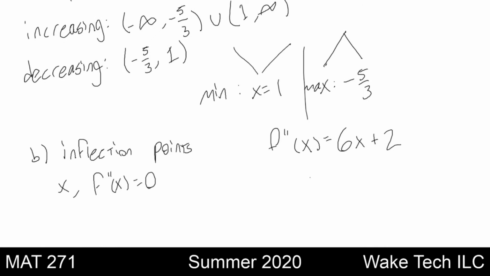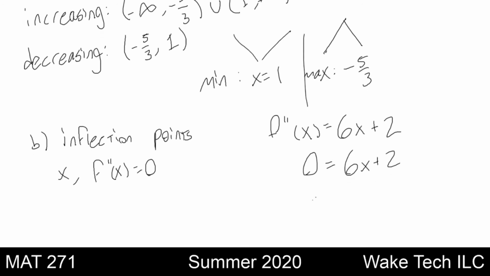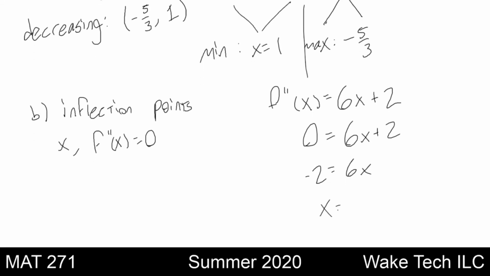All right. So we want to set this equal to 0 in order to find the inflection point. So we have 6x plus 2 equals 0. When we subtract the 2, we have negative 2 equals 6x. And then we divide by 6 to get negative 1/3.